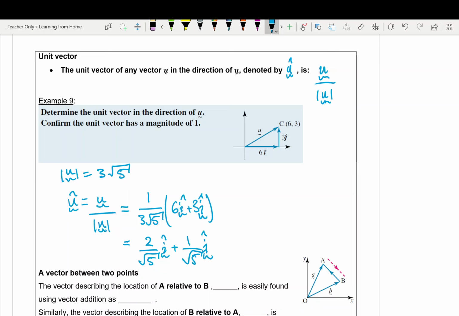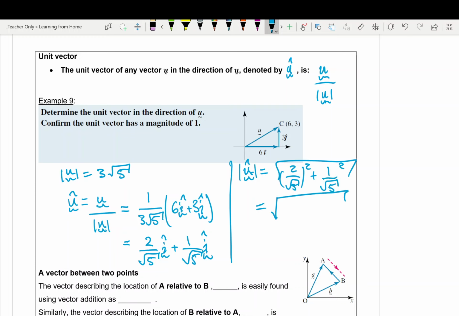Okay, it's asking us to confirm that the vector has a magnitude of 1, so that's pretty simple. We just apply Pythagoras to it, and we're going to find that the square root of 2 on root 5 squared plus 1 on root 5 squared is going to be the square root of 4/5 plus 1/5. 4/5 plus 1/5 is 1. Square root of 1 is 1.